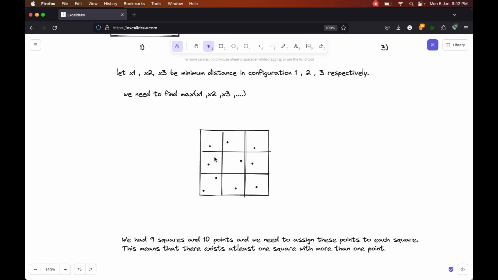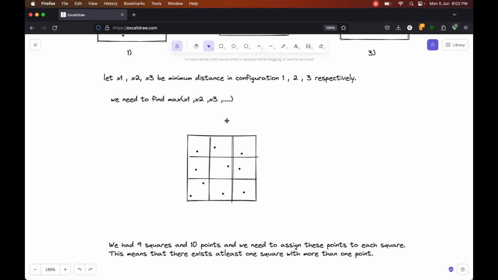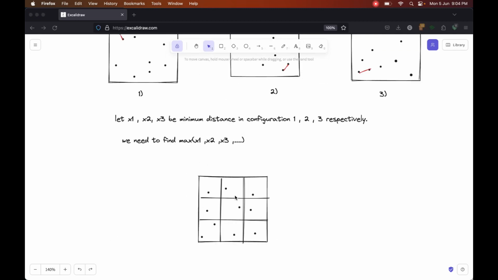Now we had 9 squares and 10 points, and we need to assign these points to the squares. That means there exists at least one square with more than one point, right? Just take a moment and understand this. So one of the possible configurations is this. You assign each point to a square, and now we are left with one point. That one point should go to some square, right? This means that there exists at least one small square with 2 points in it.